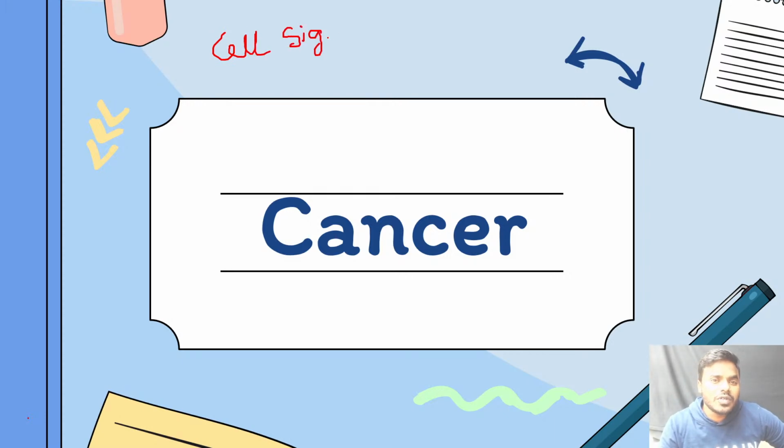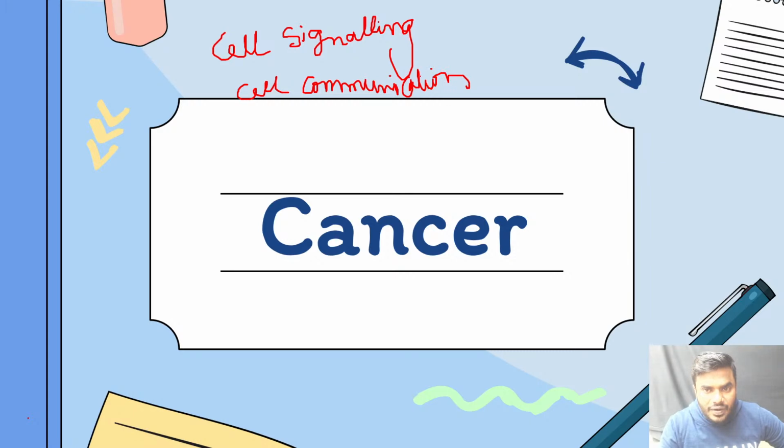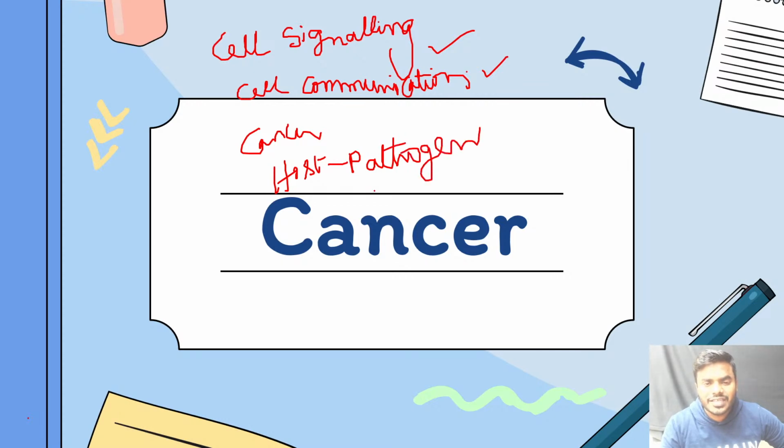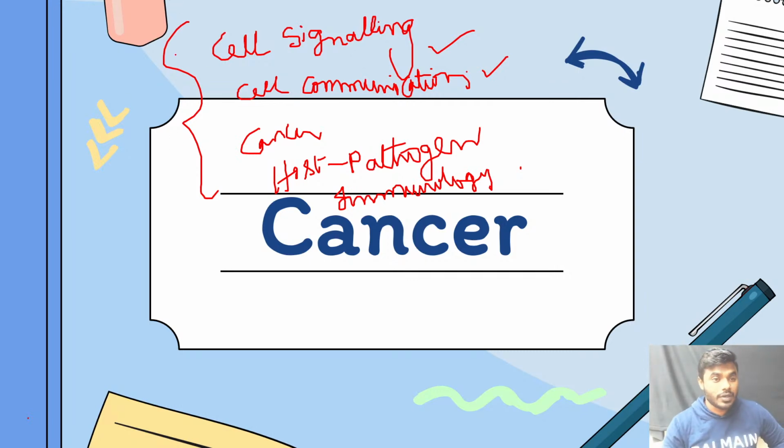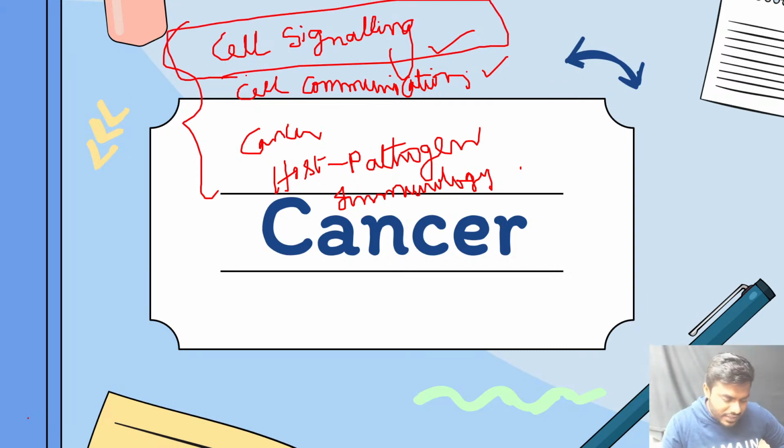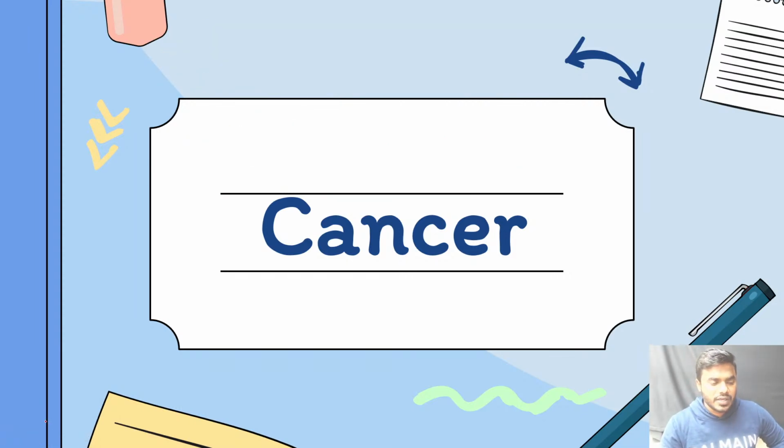Friends, unit 4 is one of the biggest chapters in the entire syllabus, which consists of cell signaling, cell communication, and also cancer and host pathogen interactions, followed by immunology. So all five subunits come together in one particular chapter. We have finished the cell signaling completely. Now we are going to discuss the second subunit, that is cancer.